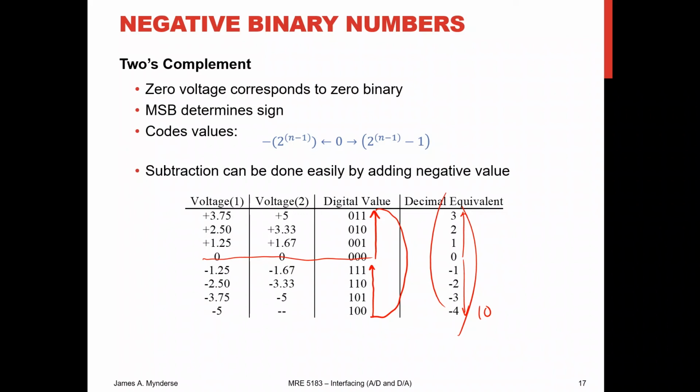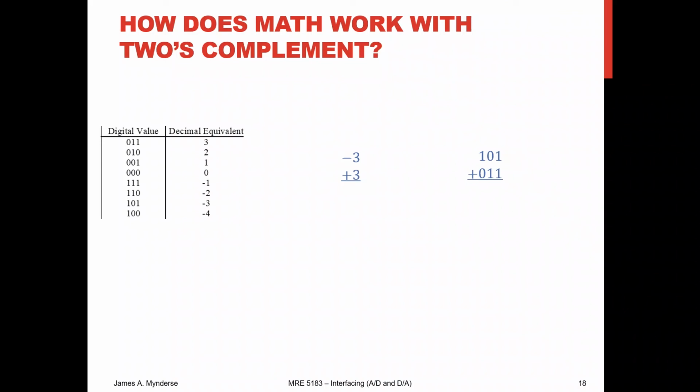So why do we do this? Well, we do this because the math works. If we've got numbers like this, the same ones from the previous page, and we ask, what's negative 3 plus 3? Hopefully you look at that and say, well, that's 0. So what does that mean in terms of decimal equivalents?